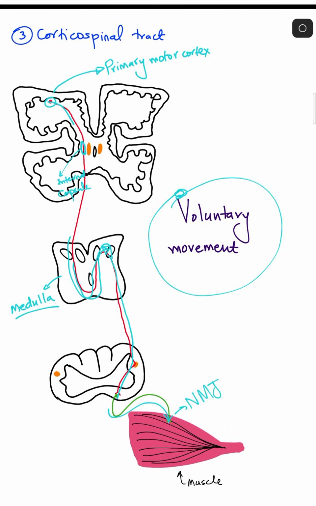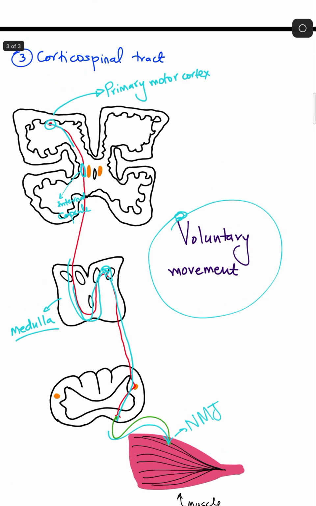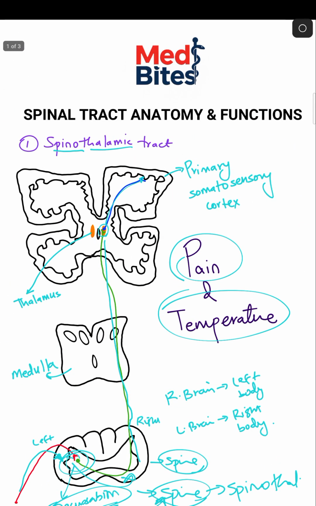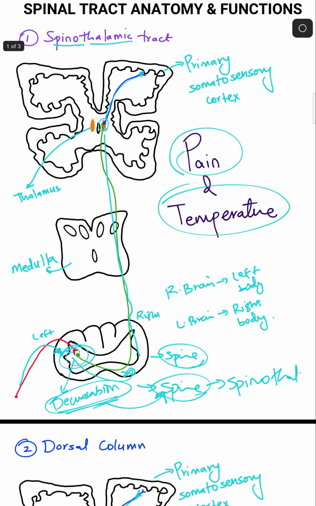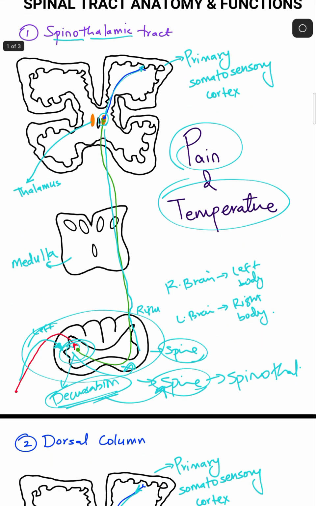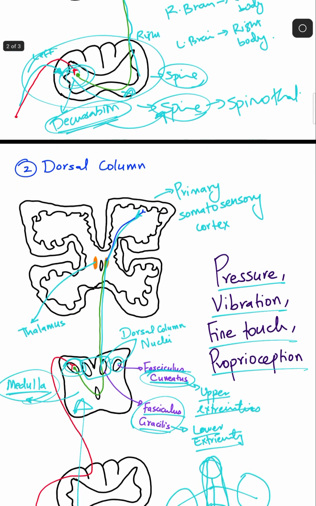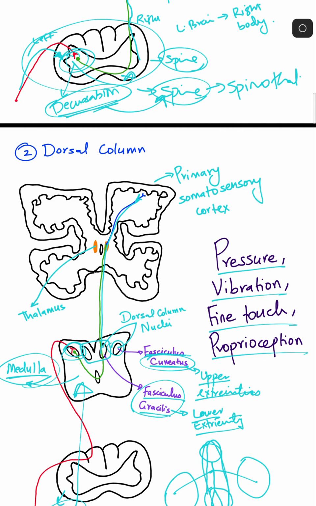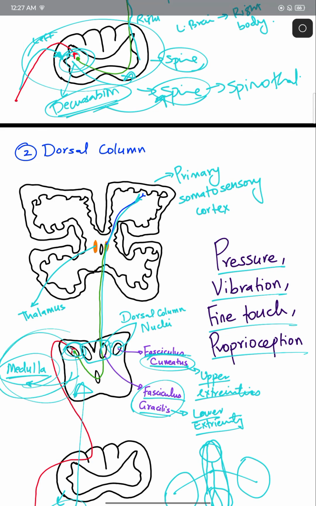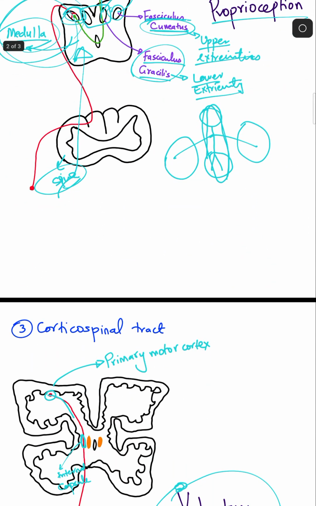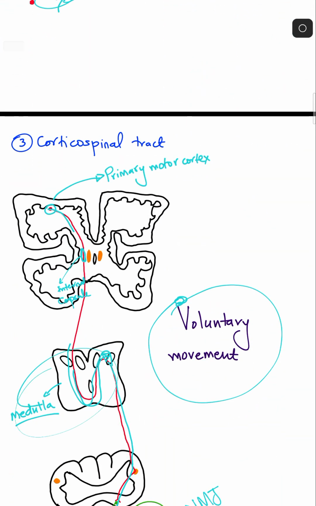And that's that. So the pattern is simple. Pain and temperature, spinothalamic. The crossing happens in the spinal cord. Fine touch, vibration, pressure, proprioception: the decussation crosses in the medulla, and motor also crosses in the medulla. That's it. 3 tracts, 3 rules. No memorization needed.